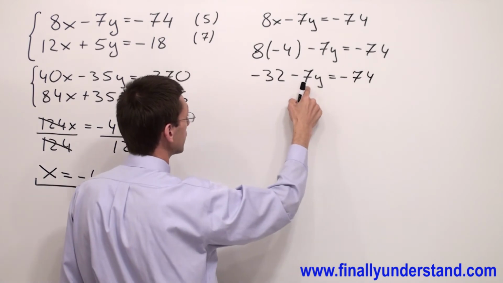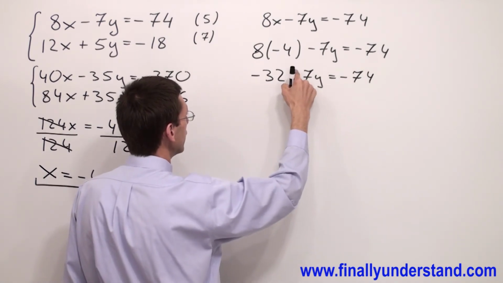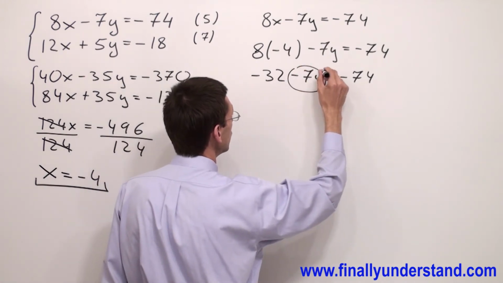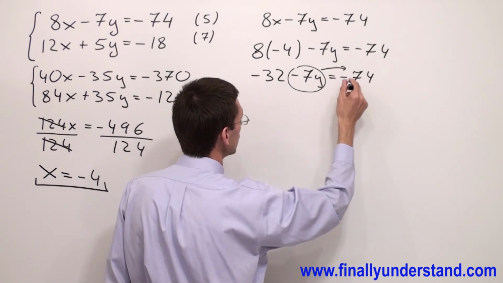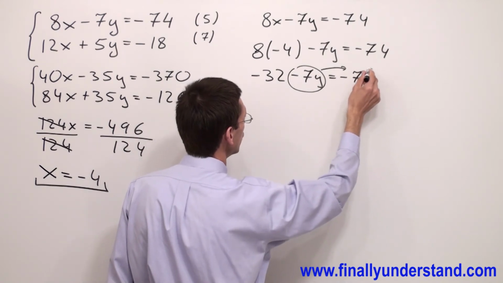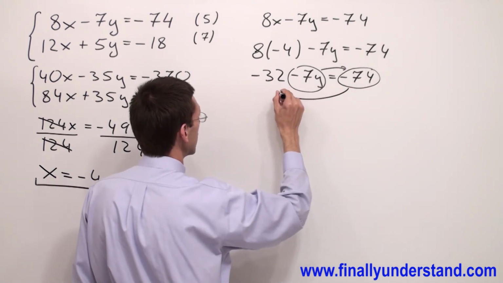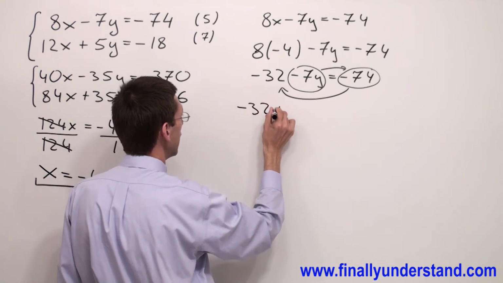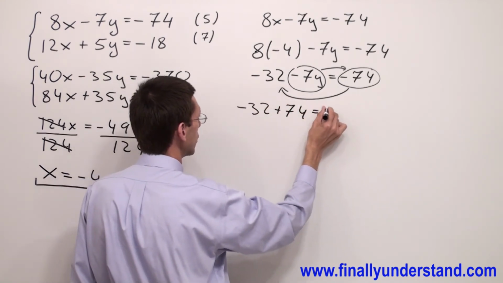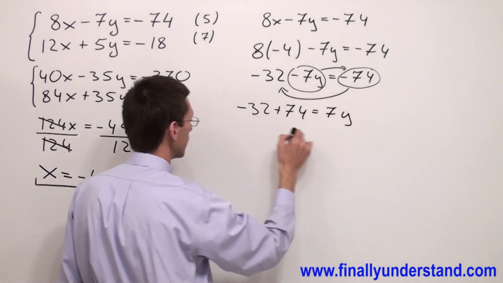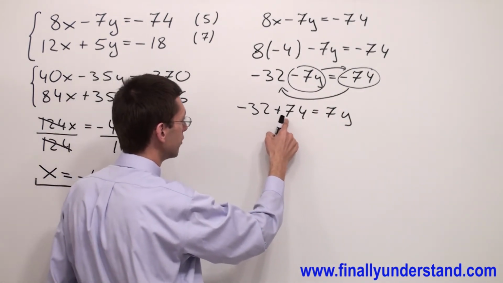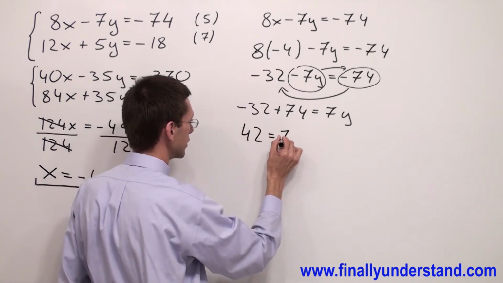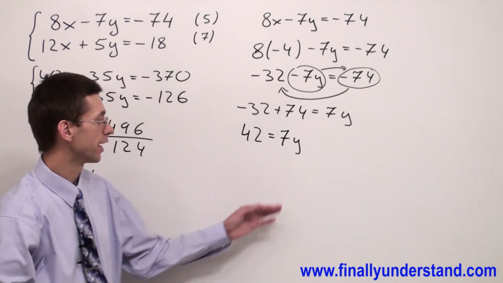I'm looking for y. In order to make this value positive, I'm going to move negative 7y to the right side. And because negative 74 has no y, I'm going to move this to the left side. Let's take a look at what I'm going to have. Negative 32 plus 74 is equal to 7y. Negative 32 plus 74 is equal to 42, so 42 equals 7y.